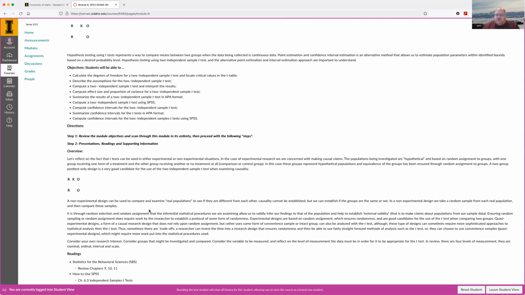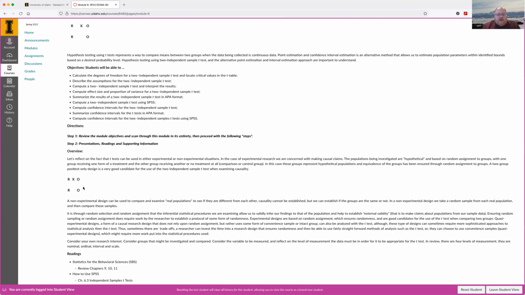In this case, these groups represent hypothetical populations, and equivalence of the groups has been ensured through random assignment to groups. A two-group post-test only design is a very good candidate for the use of the two independent sample t-tests when examining causality. So here you go. There is that two-group post-test.